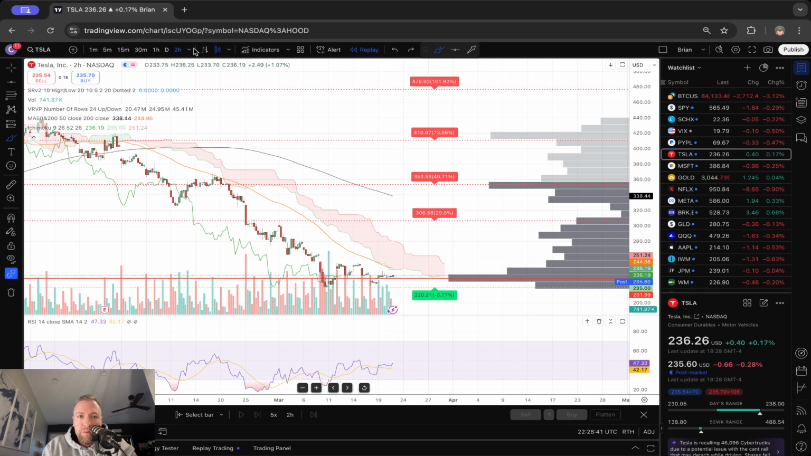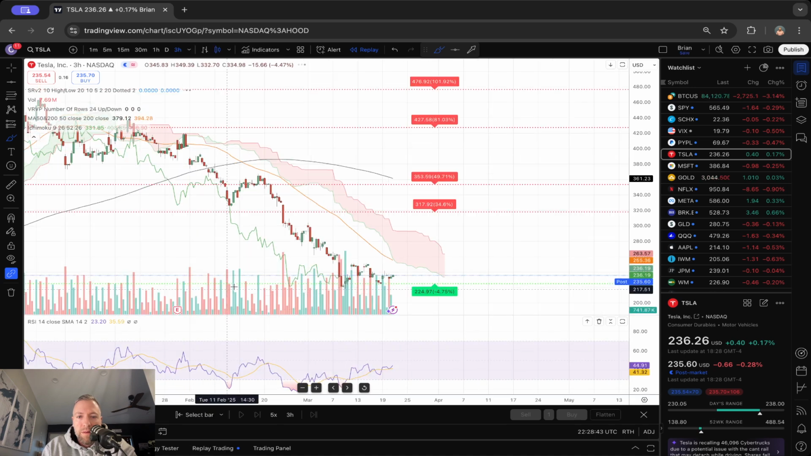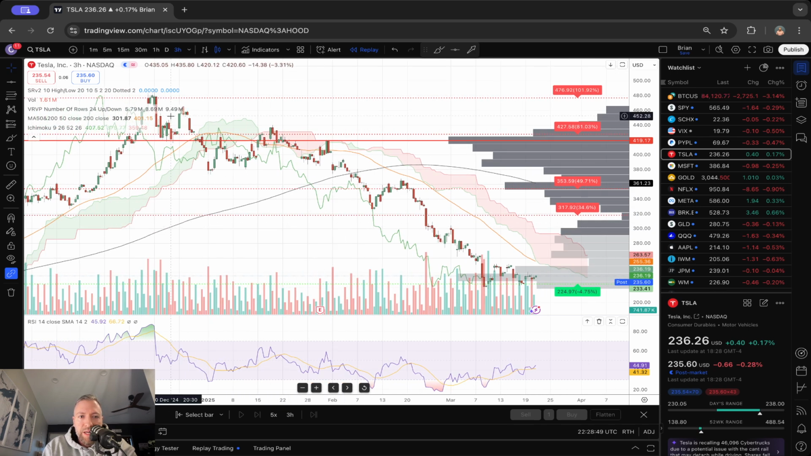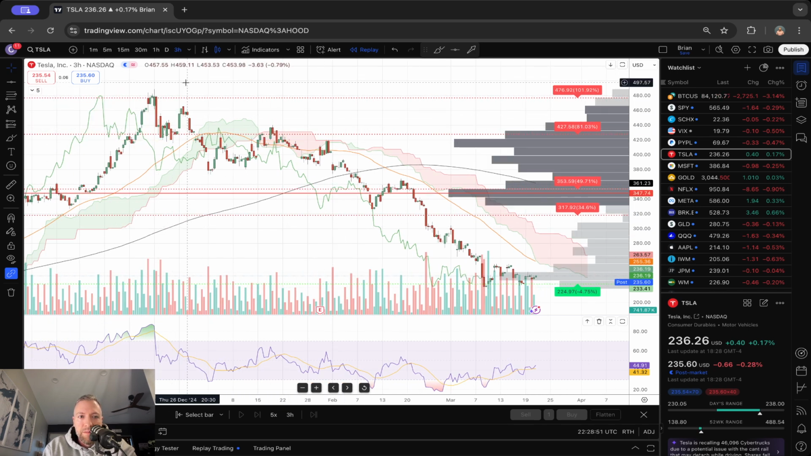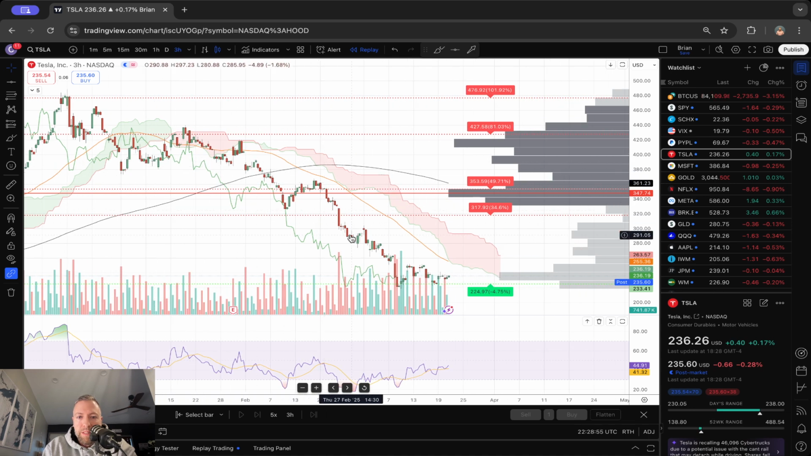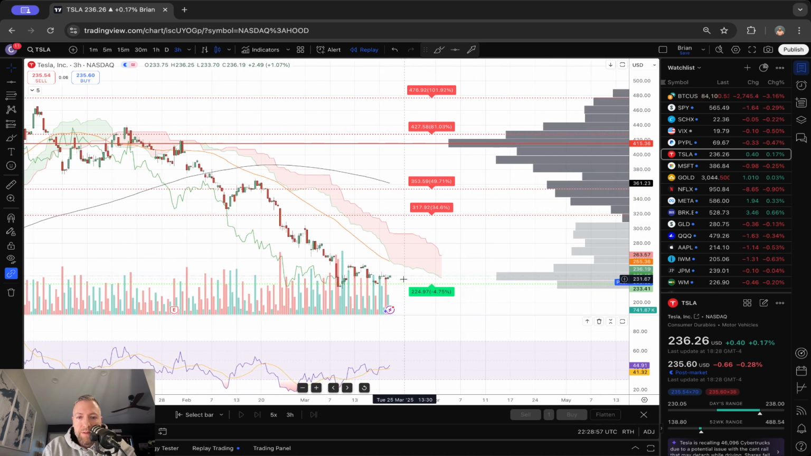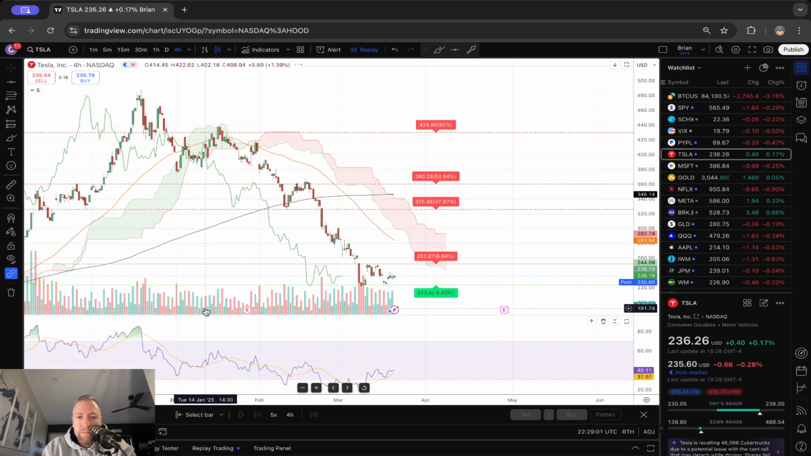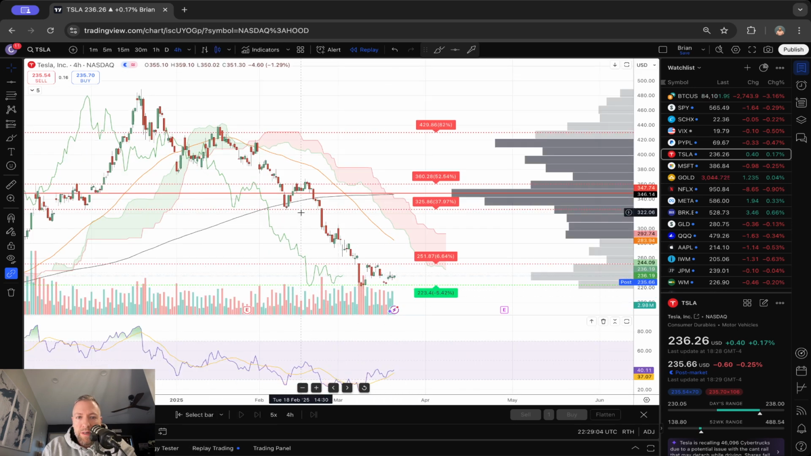Let's look at the 3 hour chart. The 3 hour chart's very similar. We had the breakdown up in this area right here. Big time breakdown. Here we are at that 224 support. Let's look at the 4 hour. 4 hour chart right here. Very similar.